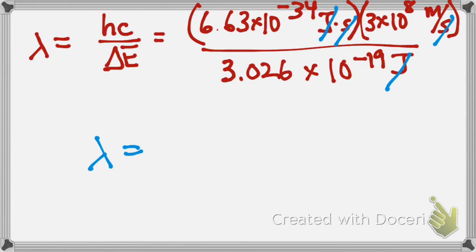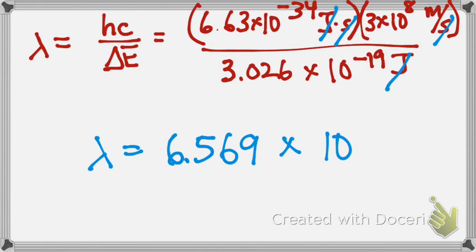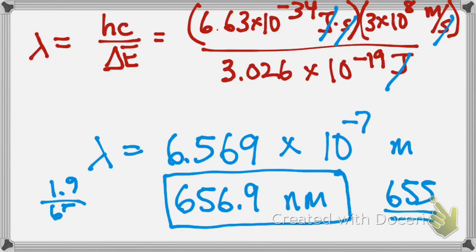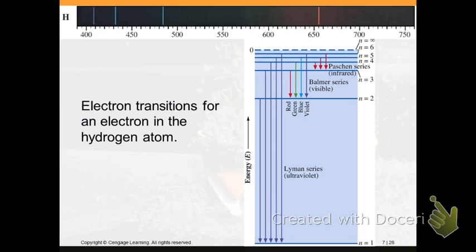So at the end of all of this, I get 6.569 times 10 to the minus 7 meters. That is 656.9 nanometers. And we were comparing this to the graph which showed it was at 655. That's a percent error of 1.9 divided by 655 times 100%. So I don't know what that is, but I know it's going to be good.